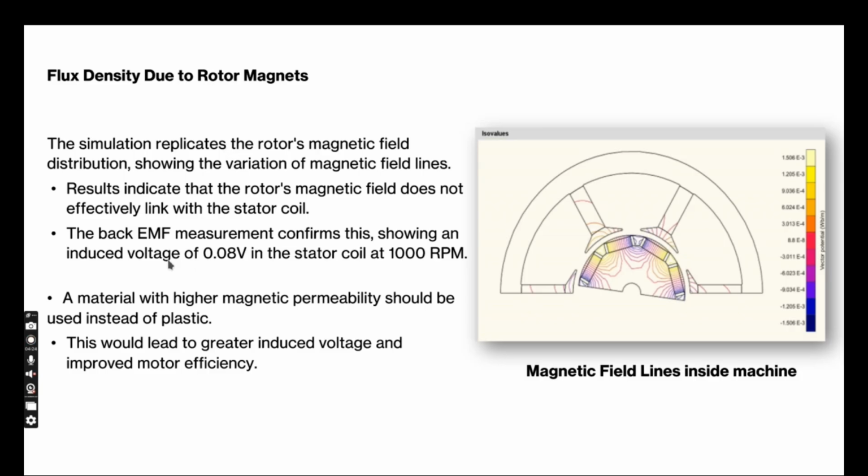As you can see, the back EMF measurement confirms this. The induced voltage is about 0.08 volt at 1000 RPM. So we can see that the EMF induced is quite low, which means the magnetic field is quite weak, and the vector potential shows that the magnetic field lines in the machine are quite low. We can see it in the picture. So when the motor is going to work, it will have a high speed with a bit of torque in it, because the material we are using is plastic.